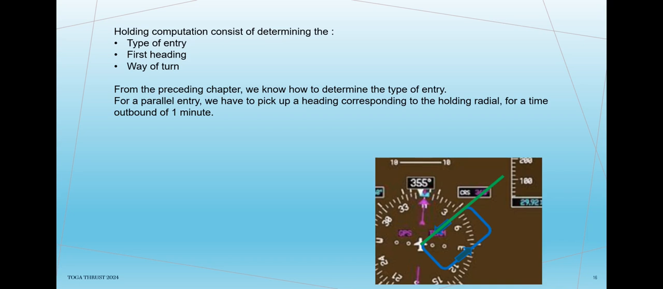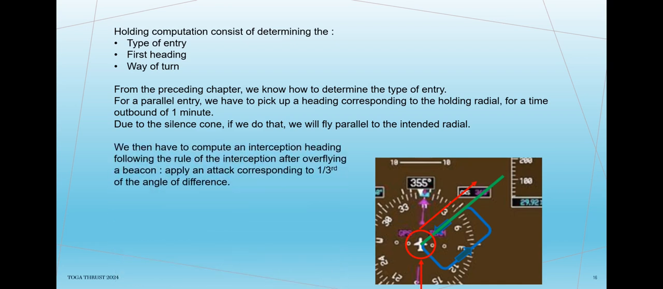For a parallel entry, we have to pick up a heading for a time outbound of 1 minute. Due to the silence cone, if we do that, we will fly parallel to the intended radial. We then have to compute an interception heading following the rule of the interception after overflying a beacon. Apply an attack corresponding to 1/3 of the angle of difference. From 360 degrees to 045 degrees equals 45 degrees, so 1/3 equals 15 degrees.